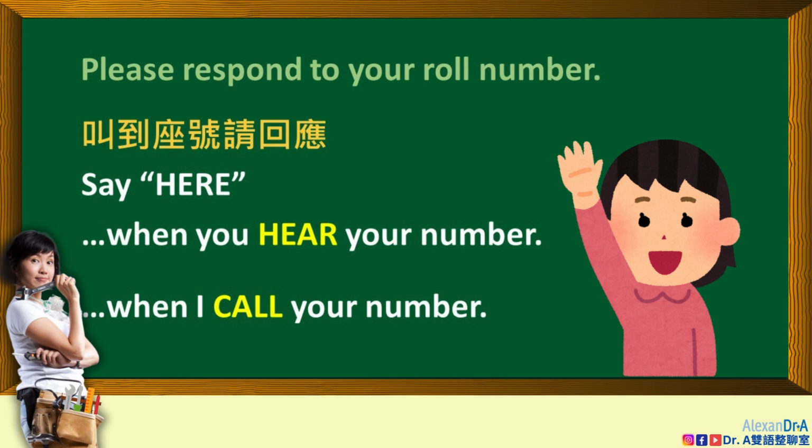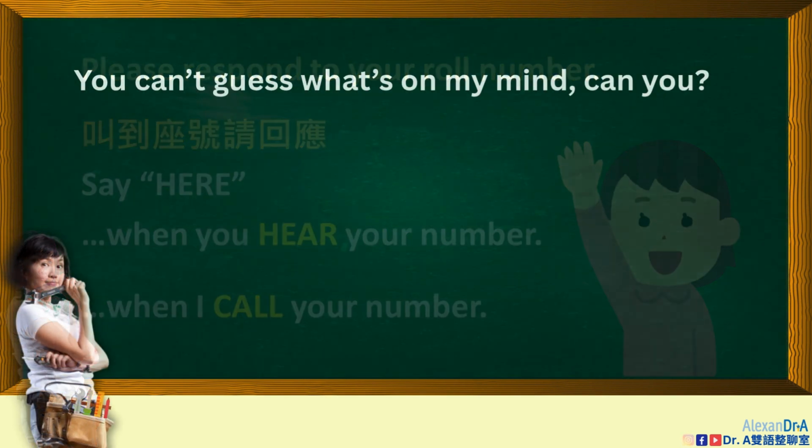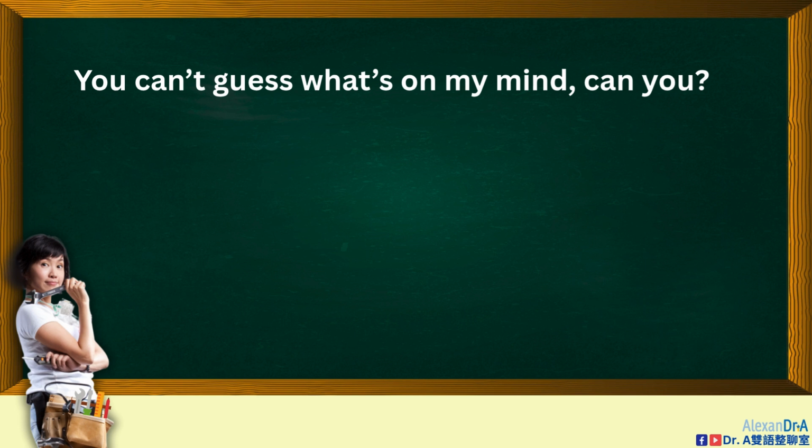Clarify the expected behavior. Okay, what about conveying attitude? Think about "You can't guess what I'm thinking, can you?" It's got that playful challenge vibe. Right, but it's wordy. And that vibe is easily lost or misinterpreted without the right delivery or context. So simplify the words. Yeah.